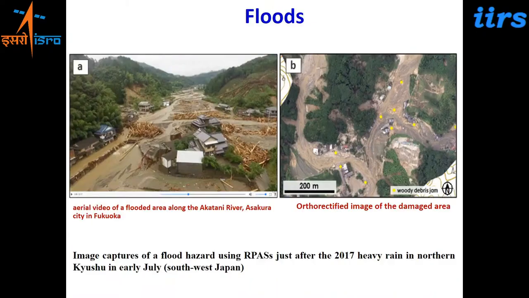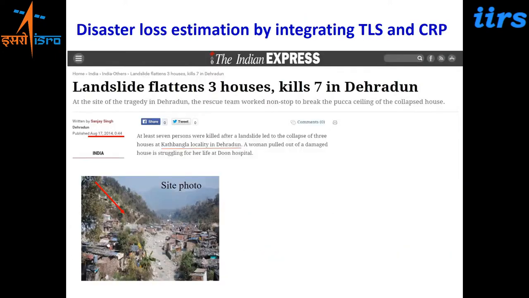In floods, again, these are images captured in the Japan flood scenarios. Drones can be effective for search and rescue operations, for detection, for planning, and for post-event corrections. This is one other example.